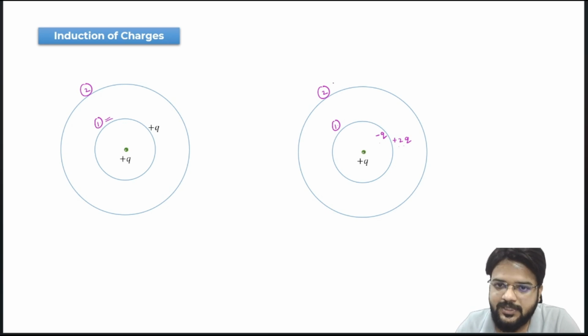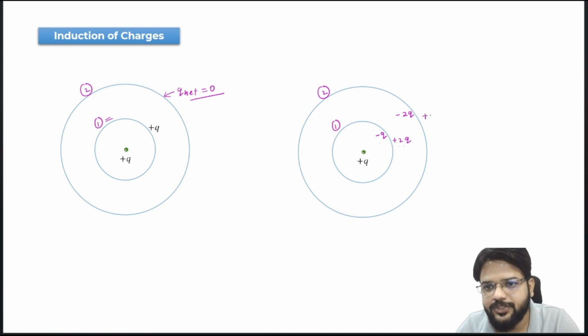Now let's see the second sphere. On the first sphere's outer surface we have plus 2Q charge. So this plus 2Q charge attracts minus 2Q charge. So on the inner surface of the second sphere we should have minus 2Q charge, correct? And the net charge on the second sphere should be 0, because charge is not present on the second sphere initially.